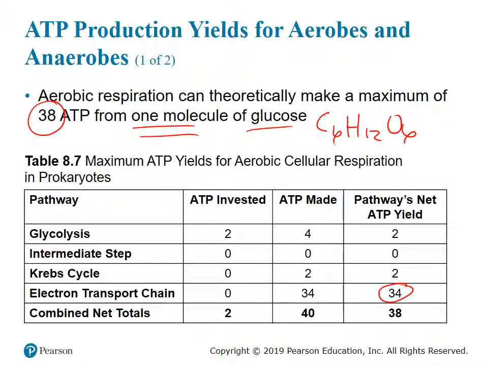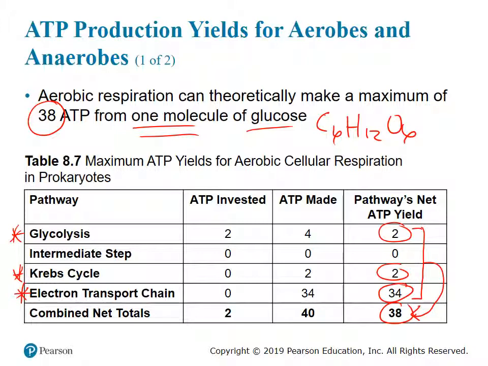are really for just the electron transport chain, but we haven't included the two that we make from the Krebs cycle and the net two that we make from glycolysis. So if you add all of these together, then that equals your 38 there, right?